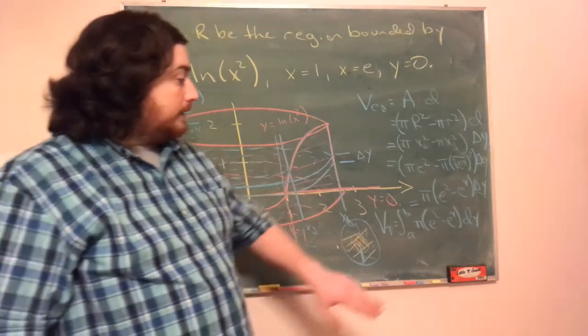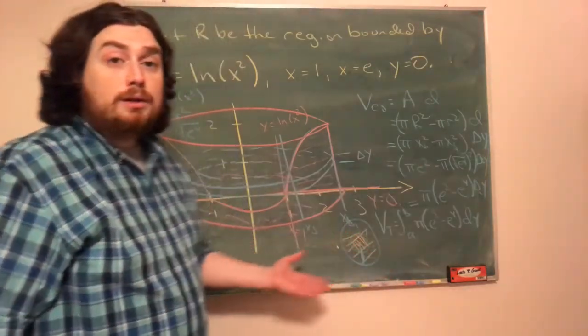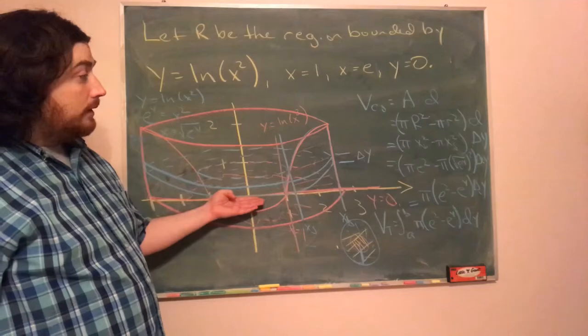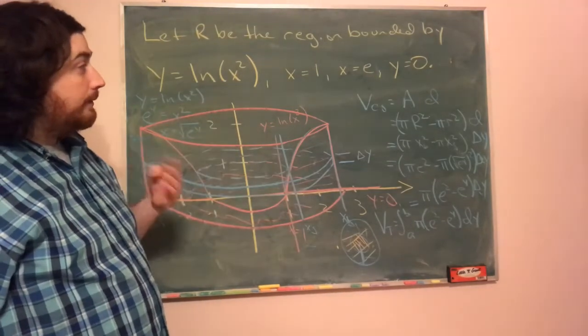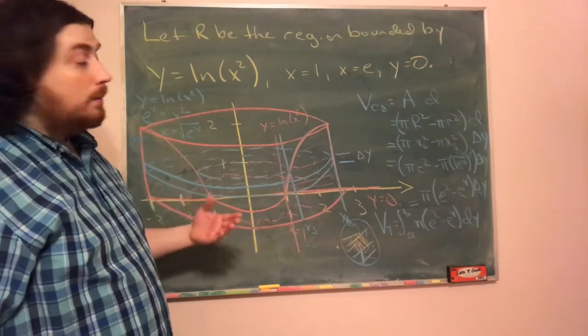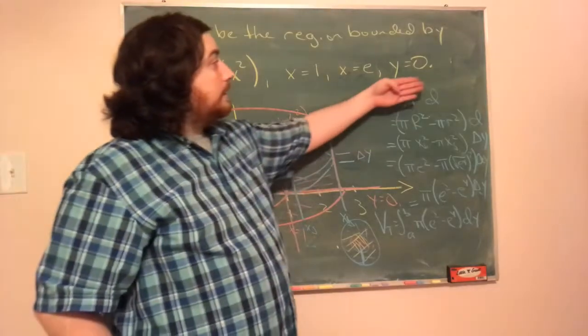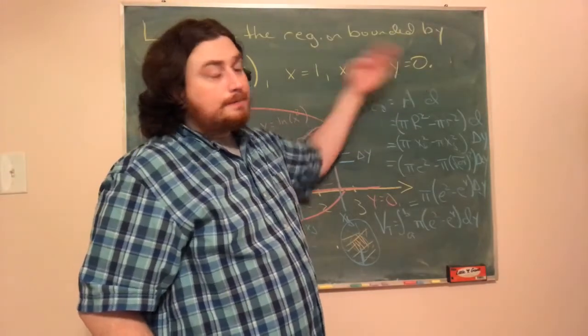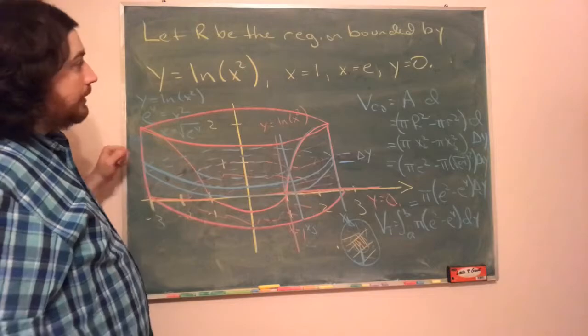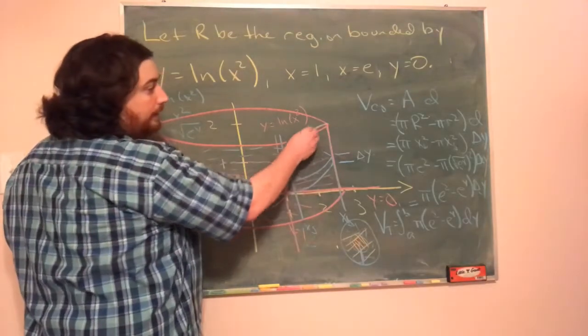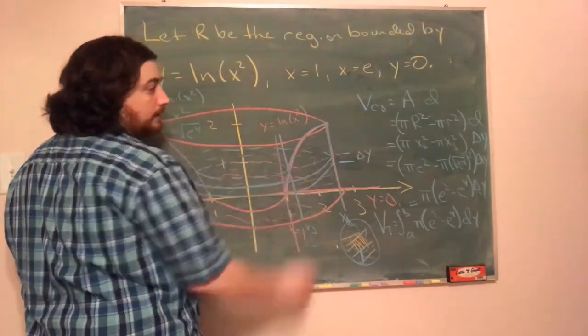Alright, now the next thing I need to do is find a and b. So what is the smallest y value I'm interested in, and what is the largest y value I'm interested in? Well, the smallest y value we're interested in is actually given to us. That's y equals 0. The largest y value we're interested in is the intersection of this function and this function.